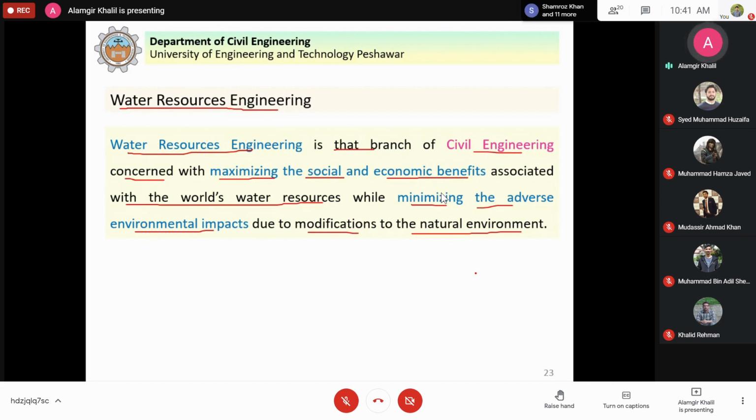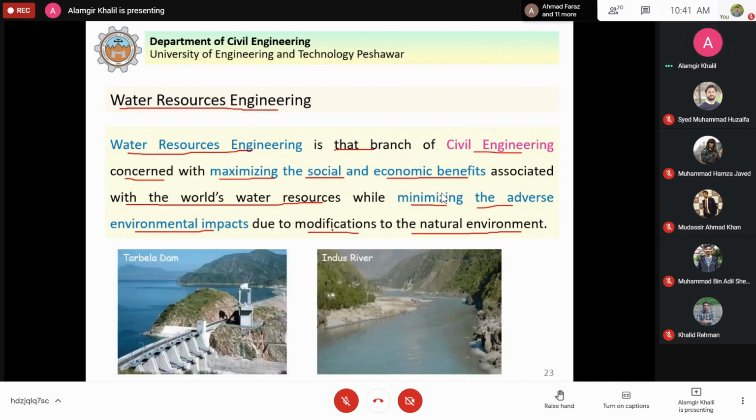So water resources engineering is that branch of civil engineering concerned with maximizing the social and economic benefits associated with the world's water resources while minimizing the adverse environmental impacts due to modifications to the natural environment. You see, when you construct a dam, we bring modification to the natural environment. When you construct the dam, we actually regulate the river flow and it can affect the ecosystems.